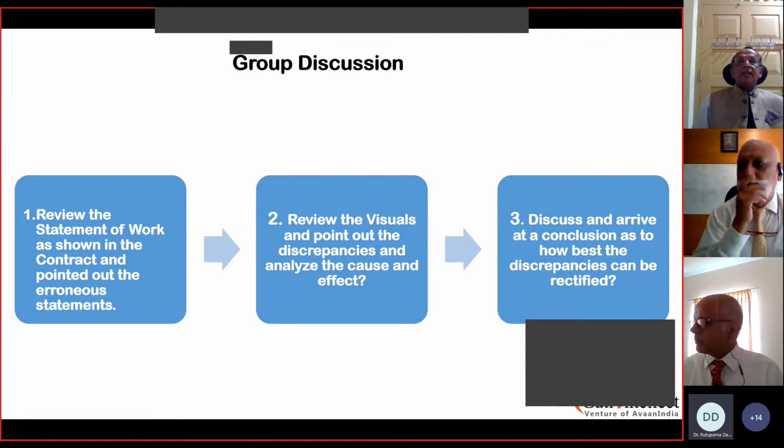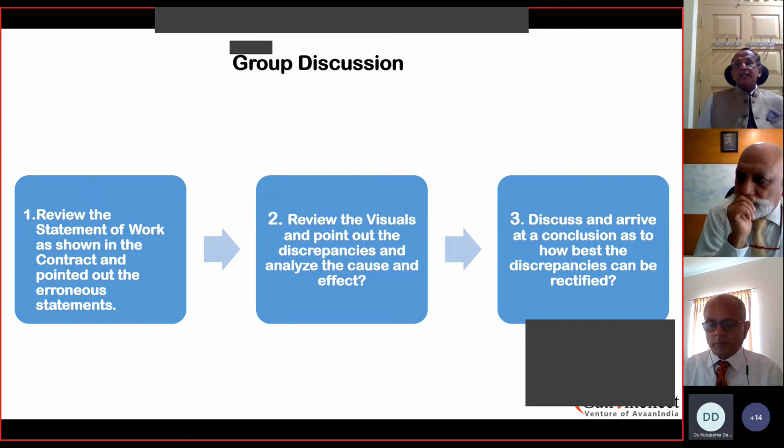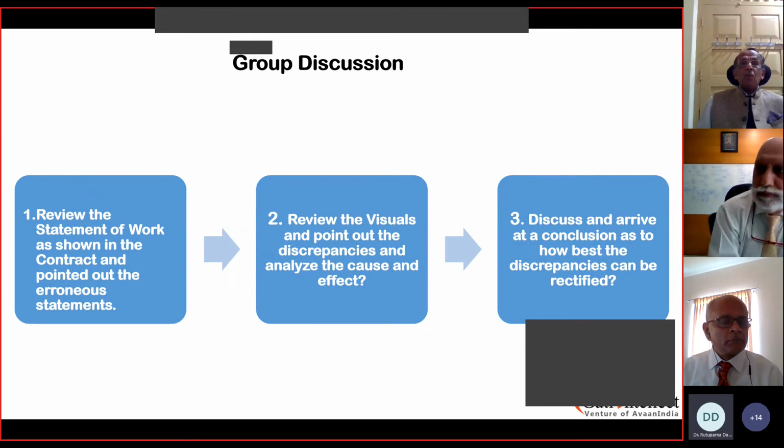Now, this is what we are going to see. It's going to be a group discussion led by our panelists. First, we are going to see a review of the statement of work as shown in the contract and point out the erroneous statements. So you will have to do some work. Participants, you will have to speak up, otherwise our session will not function. Please take out the best from us because we are all very experienced people. So it's up to you to get the best out of us. We will talk about the second and third as we go along, so let's concentrate on the first one.